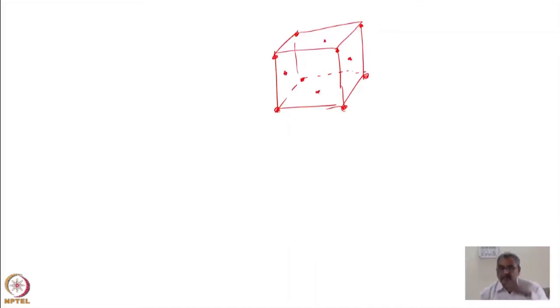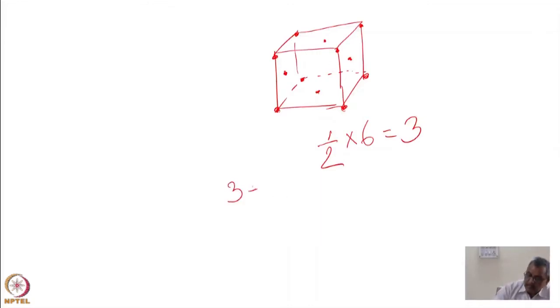Now you can clearly see from the geometry that the one which is at the center of each face is shared by two unit cells. The one unit cell is on the left hand side, the other one on the right hand side, which I have not drawn. So each one has half contribution. And there are 1, 2, 3, 4, 5, 6 faces. So you get 3 atoms coming from the face centered positions and 1 atom coming from the corner positions. So there are 4 atoms in an FCC unit cell.